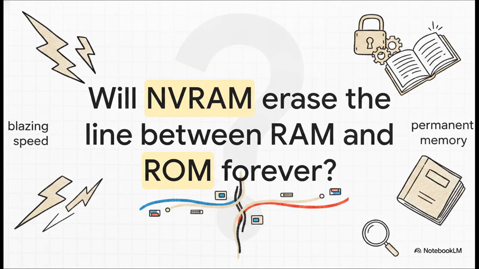And as technology rapidly advances, you really have to wonder what's next. We're already seeing the development of technologies like NVRAM, non-volatile RAM, which literally tries to combine the blazing speed of RAM with the permanent memory of ROM. So, will these innovations eventually erase the dividing line between RAM and ROM forever? It's a thrilling prospect for the future of computing.